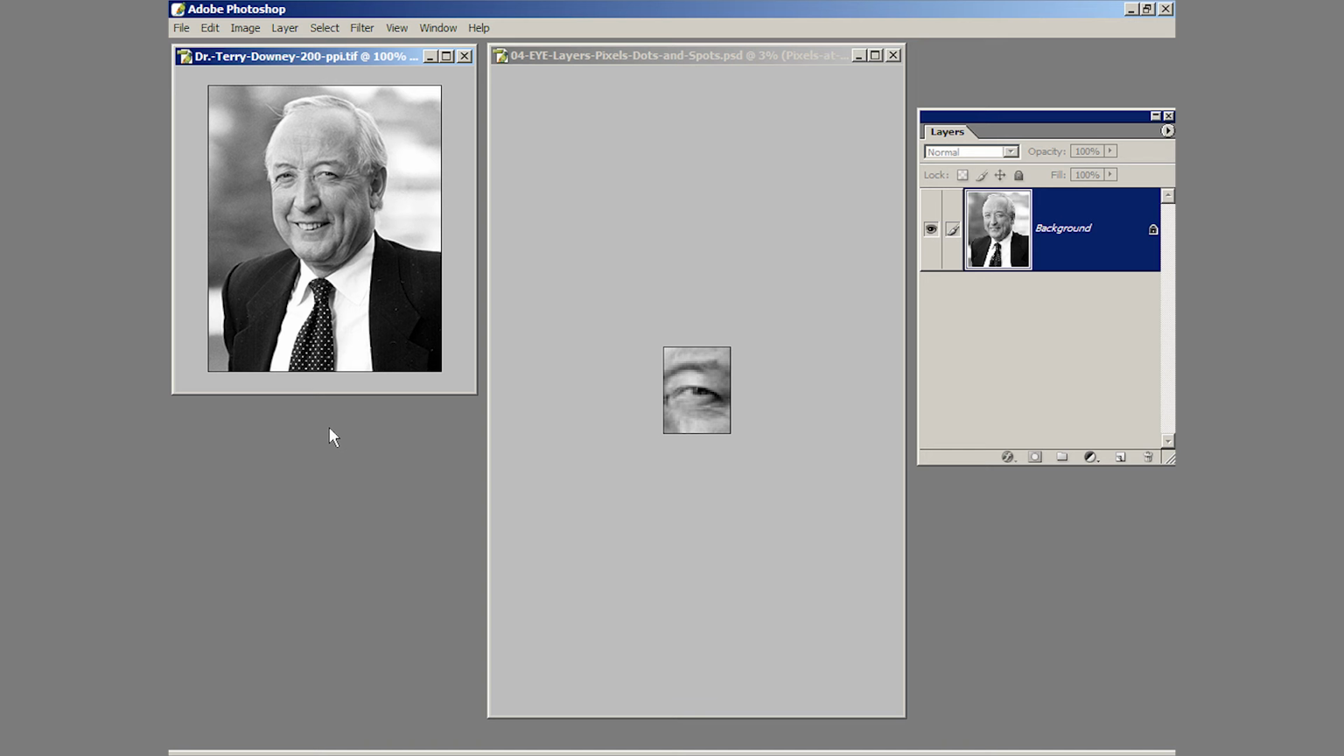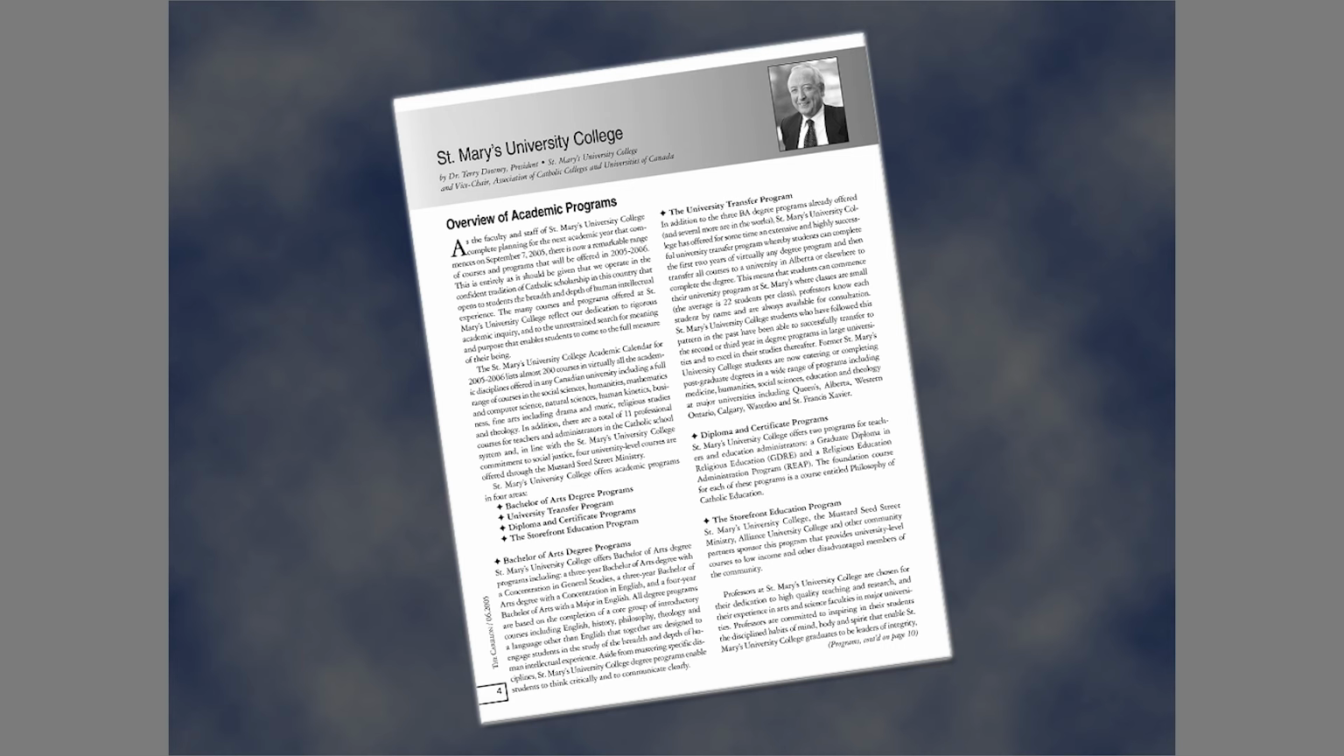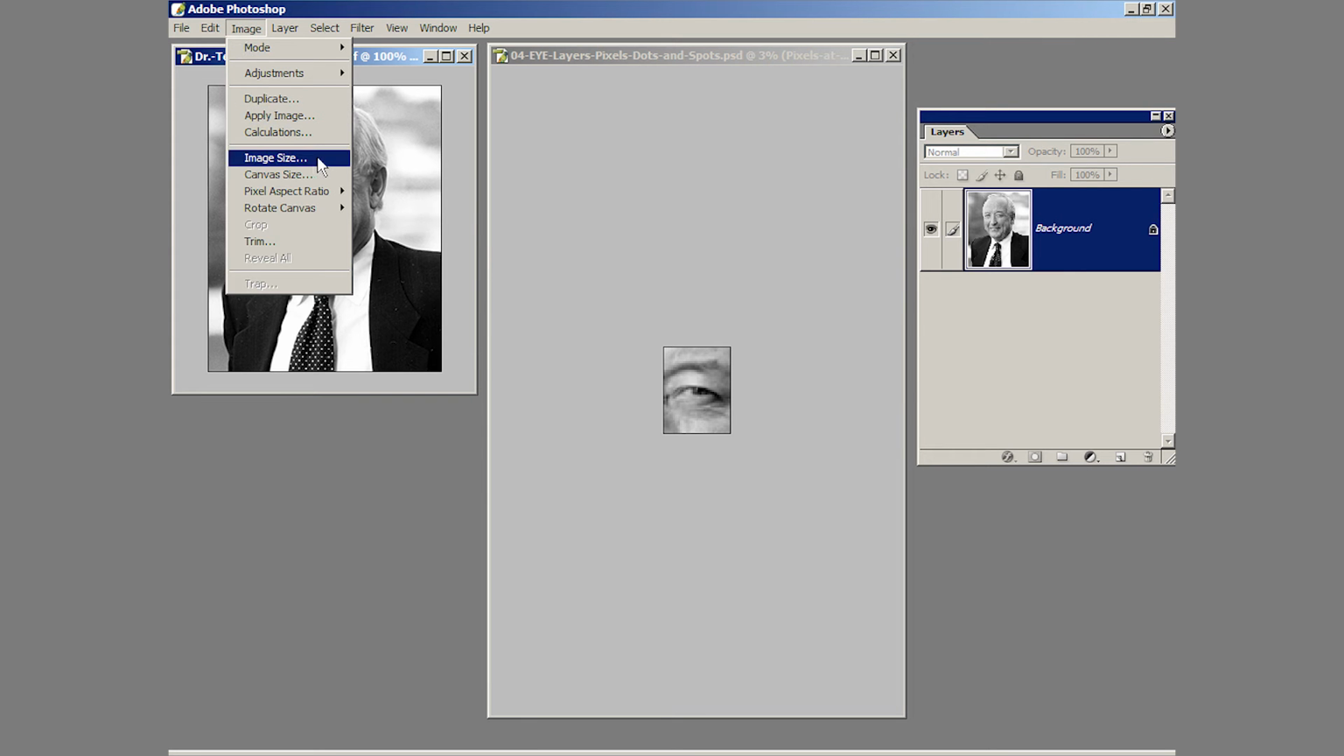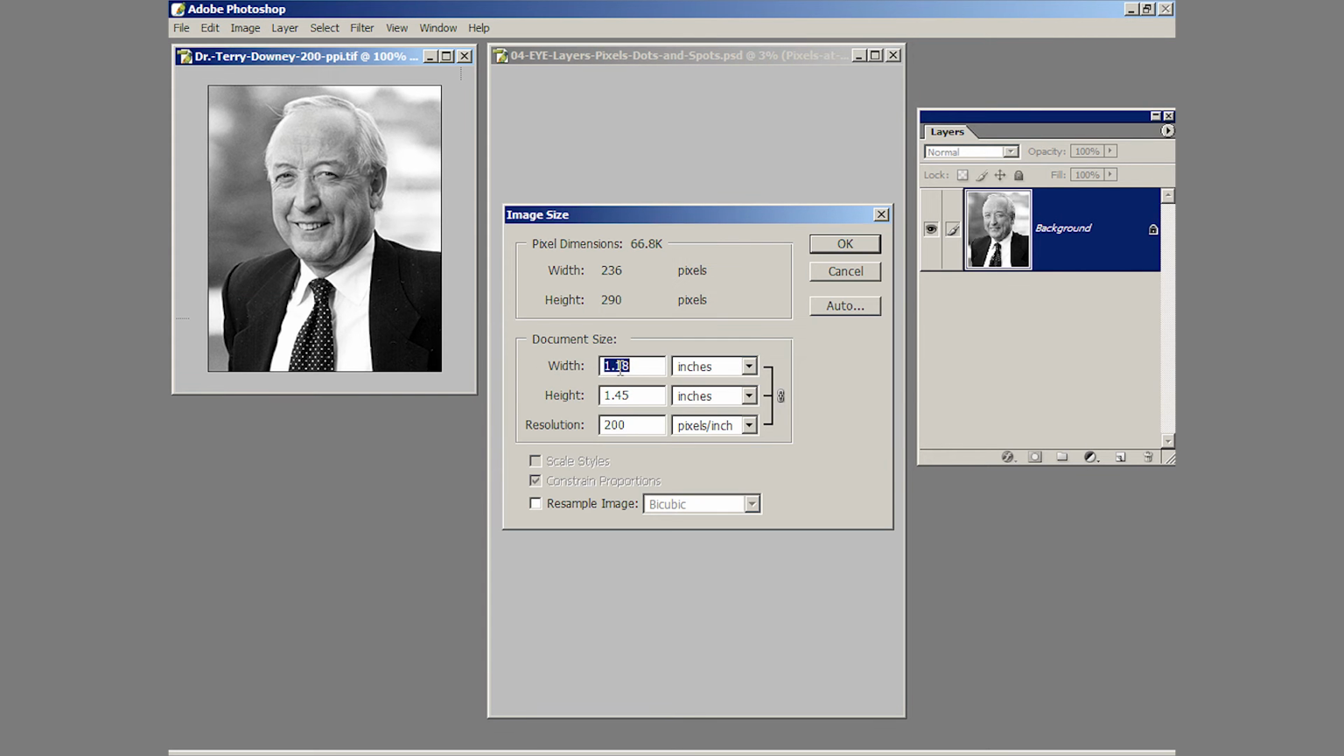We're looking at a scanned grayscale image of Dr. Terry Downey. This photo appears regularly in my monthly news magazine, The Carillon. Let's examine the image size. The picture measures only 1.18 inches wide by 1.45 inches in height, and its resolution is 200 pixels per inch. Therefore, the image is 236 pixels wide and 290 pixels tall.